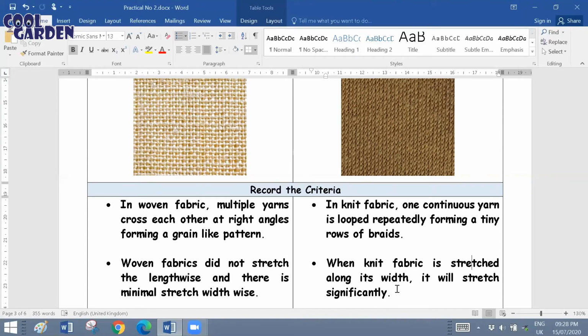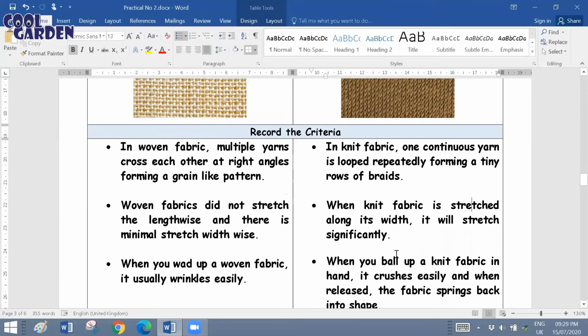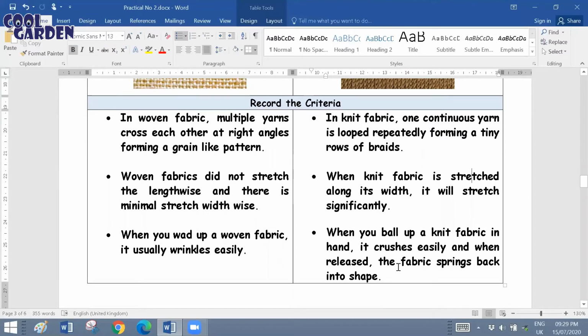Now, this is different from the woven fabric. This is the major difference. So the second point, what you will be writing, when knit fabric is stretched along its width, it will stretch significantly. So basically, knitted fabrics stretch easily. That's the second point. The third point is when you ball up a knit fabric in hand, it crushes easily, and when released, the fabric springs back into shape.